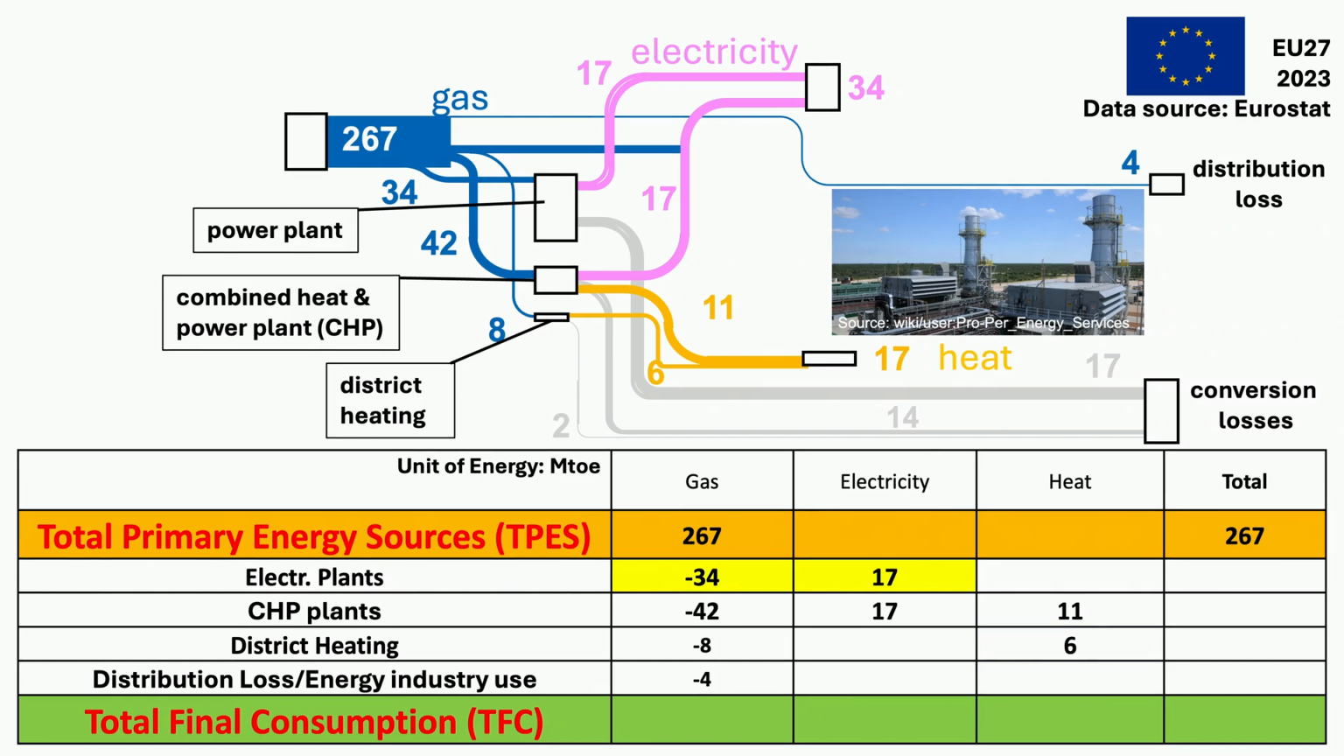If you consider the electricity plant, only 50% of the chemical energy contained in the 34 megatons oil equivalent is converted into electrical energy, which implies that another 17 megatons oil equivalent of chemical energy in the gas is lost in the conversion into electricity.